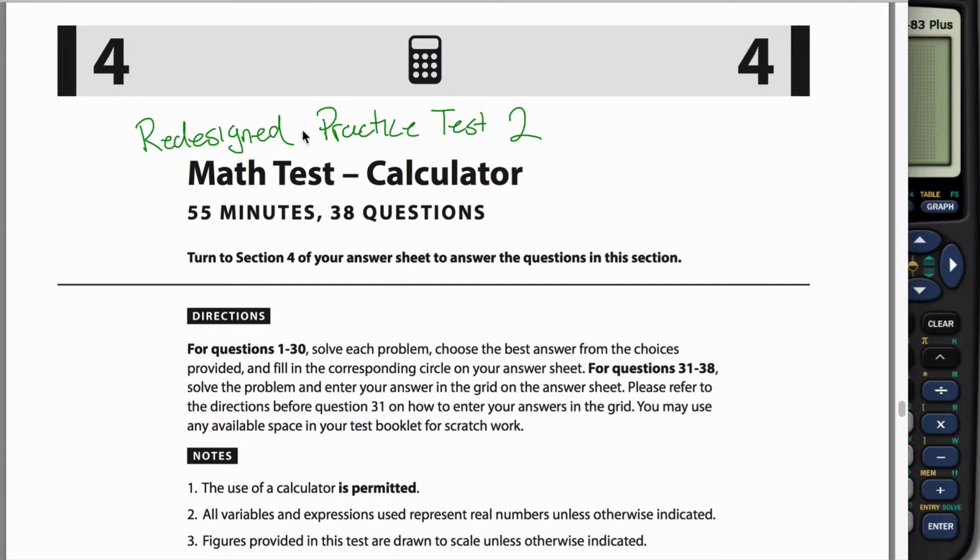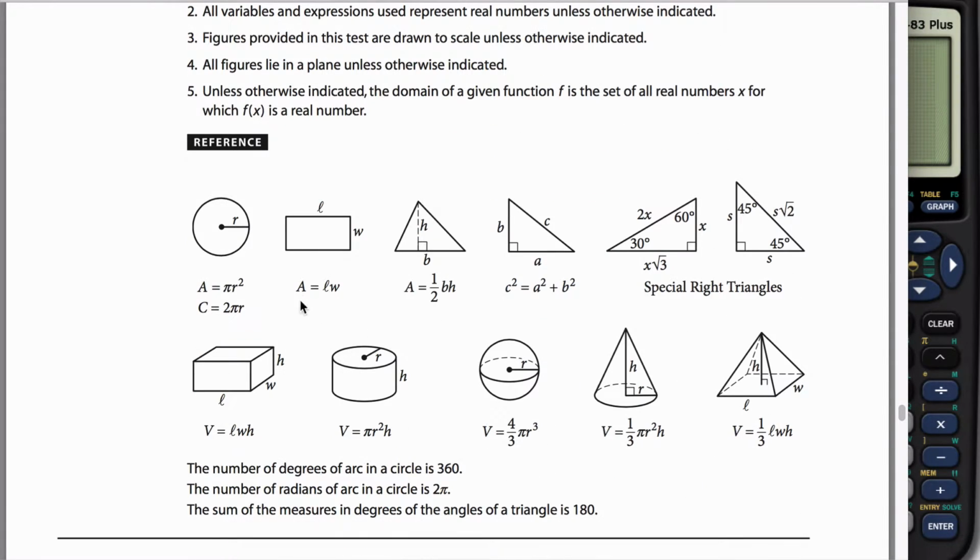All right, here's another video on practice test 2 of the redesigned SAT test. This is the first on section 4, which is the section you are allowed a calculator, hence the little calculator over here. And in this video, I think I'll get through the first 10 or so problems. Let's see how it goes.